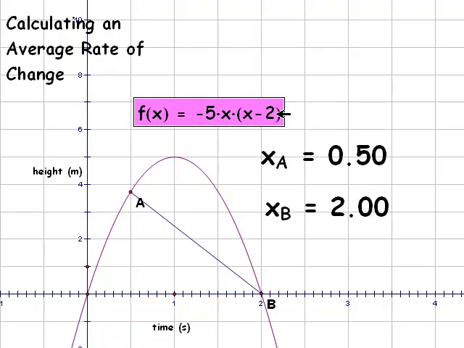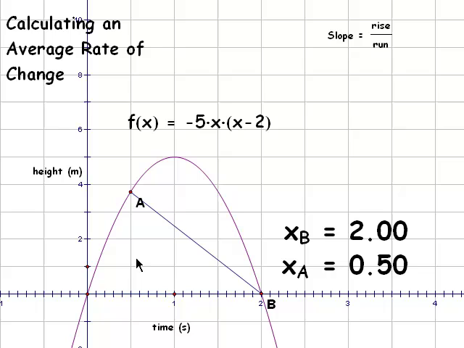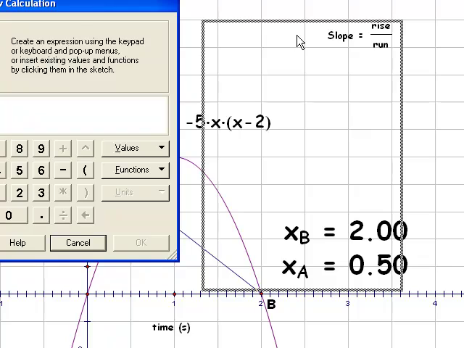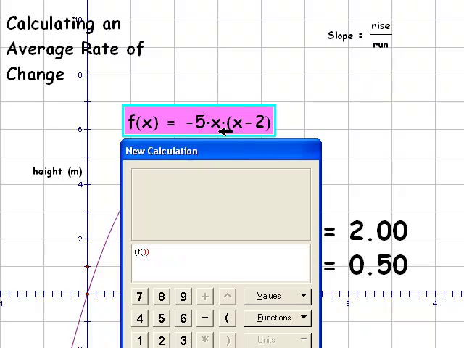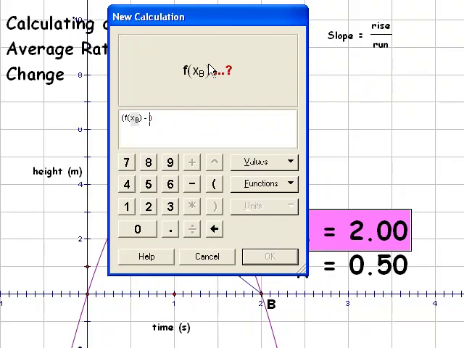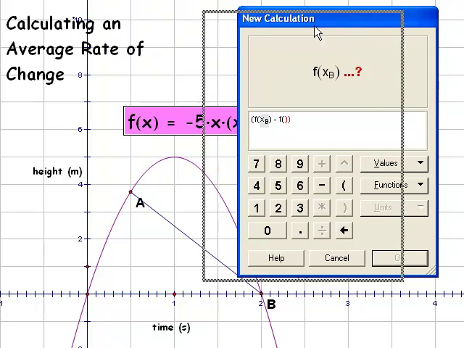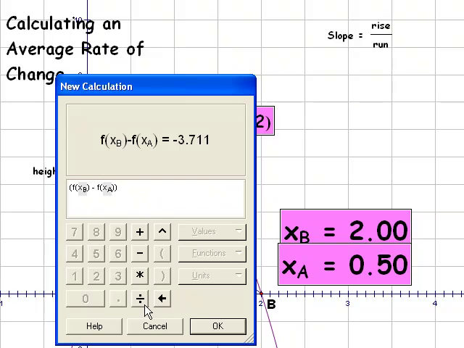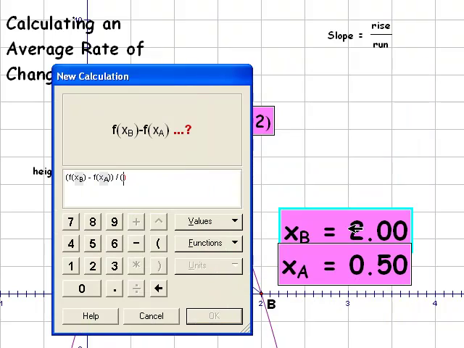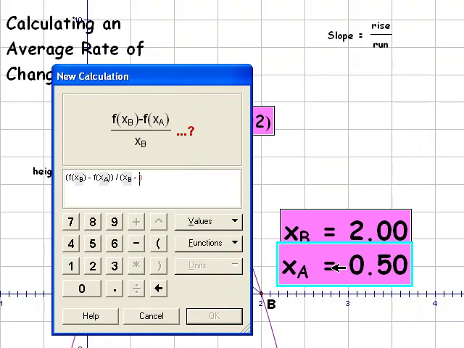Now, we're lucky enough to have an equation that determines the relationship between the height and the time of the ball, and we can calculate the slope directly using this function. Here's the example in Sketchpad. I'm going to bring up the calculator, and I am going to calculate my rise first. So my rise is the difference in the function at the second point minus the value of the function at the first point. So there's my change in height, and I'm going to divide that by my change in time, which is the x value of my second point minus the x value of my first point.